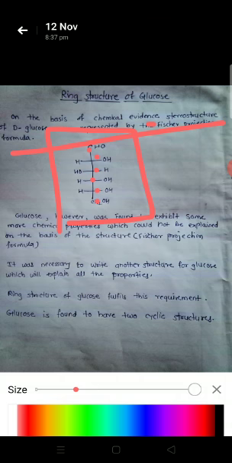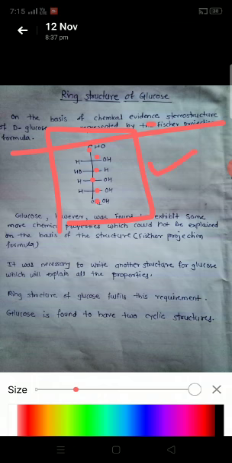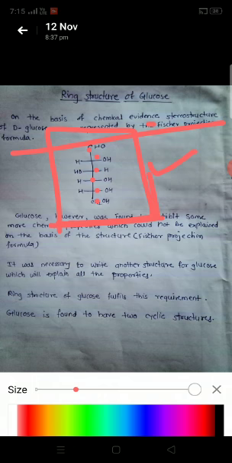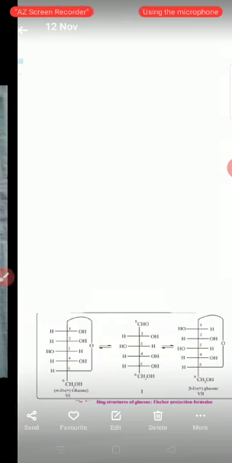Student, glucose was found to exhibit some more chemical properties which could not be explained on the basis of this Fischer projection formula. Hence, it is necessary to write another structure for glucose to explain all the properties. The ring structure of glucose fulfills all the properties. Glucose is found to have two cyclic structures. The ring structure is called the Haworth formula and this is called the Fischer projection formula.